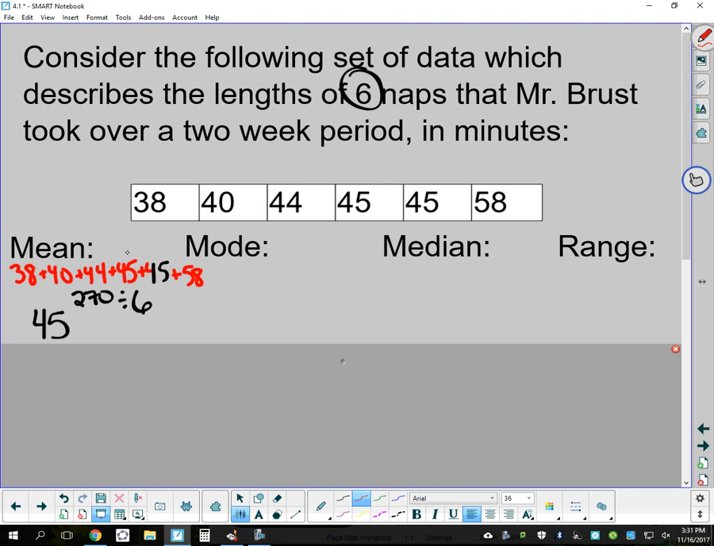Next up is our mode. To do your mode, you're going to want to make sure you, just kidding, I was thinking median. So on your mode, it's just the number that occurs the most.